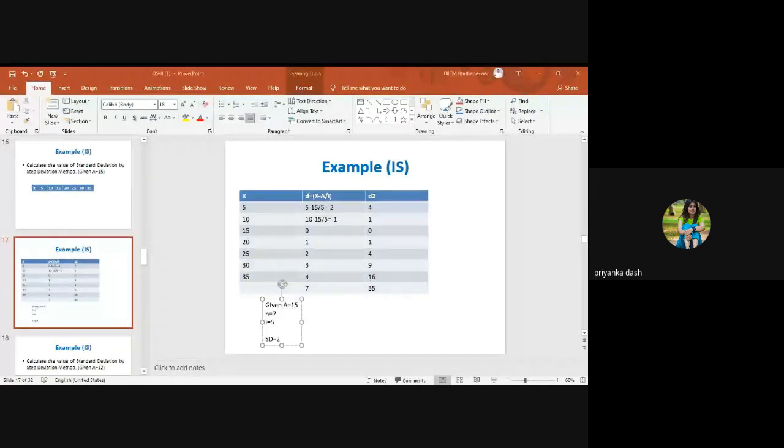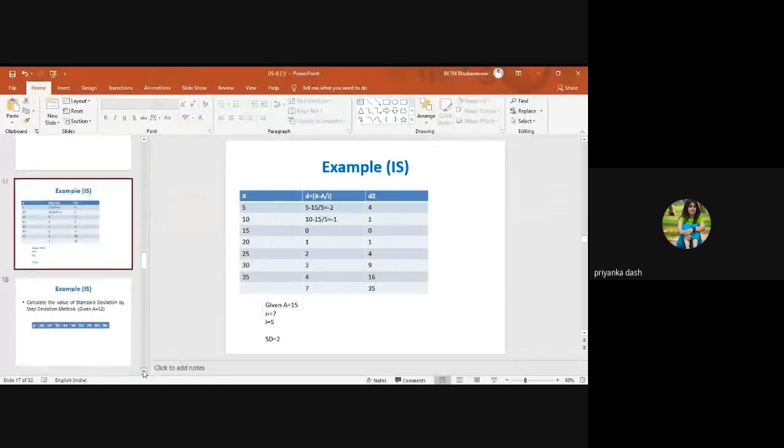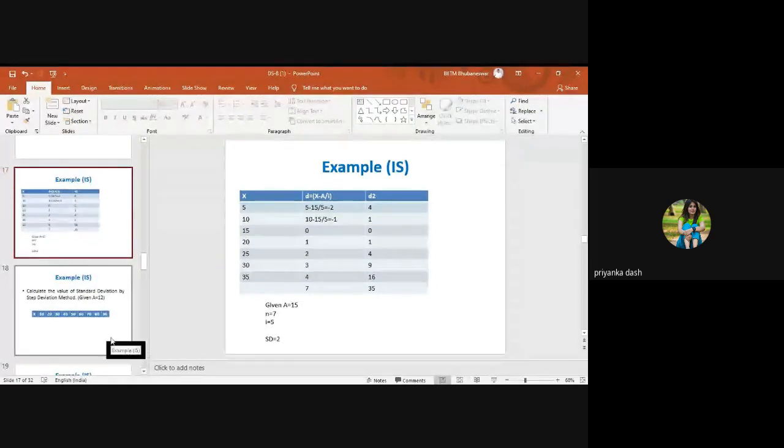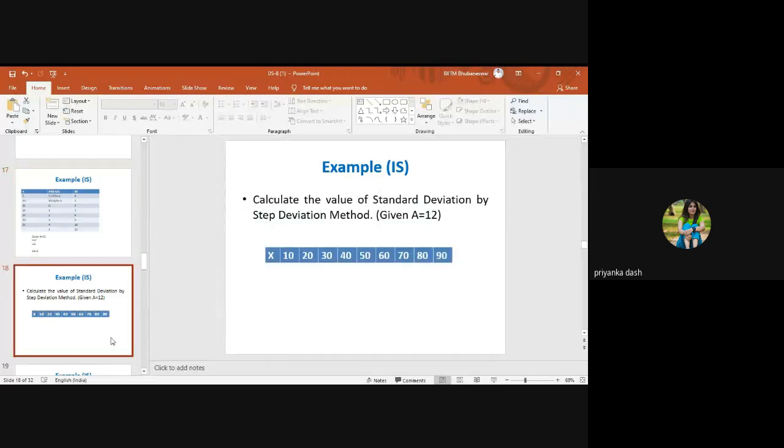Another example, your answer is correct. Nia Khatun, your answer is also correct. Next example, clear to all? Yes, sir.